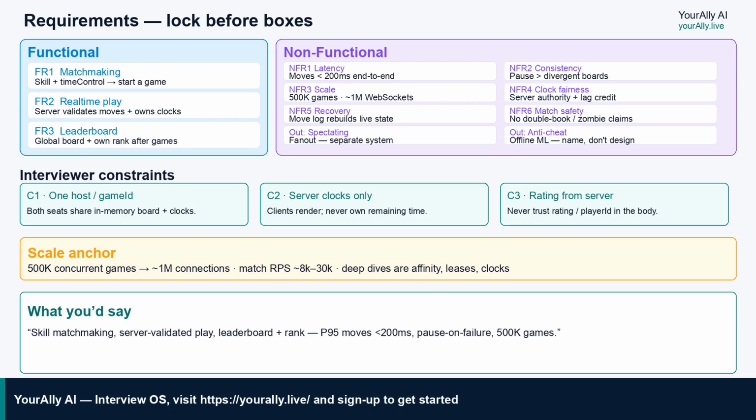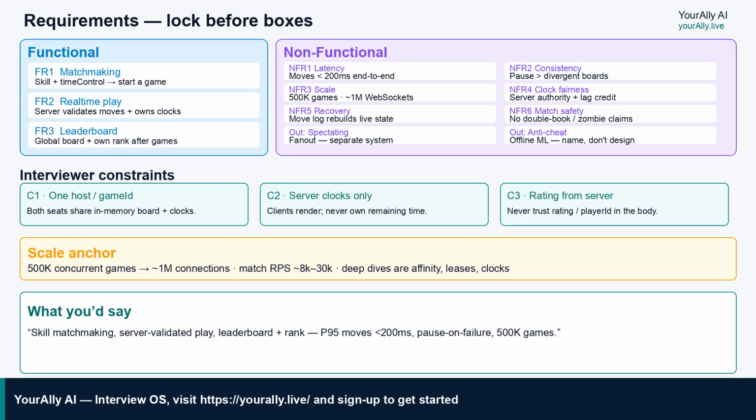Below the line for this interview: spectating popular boards, chat and friends, puzzles and analysis, tournaments and full anti-cheat. Say anti-cheat out loud. Engine assistance is an existential product risk. Then park it as offline behavioral ML, not today's hot path. Spectating is a read fan-out problem. Do not hang watchers off the authoritative game host.